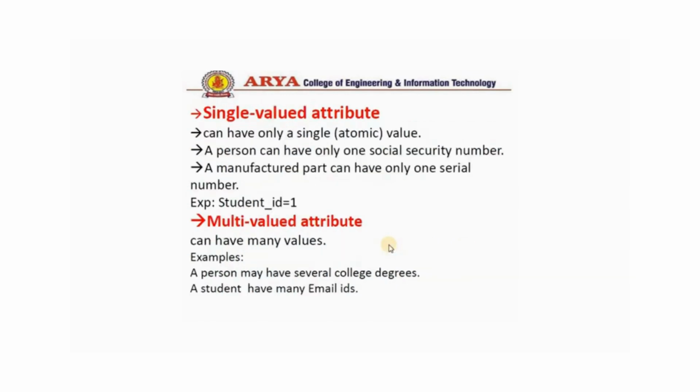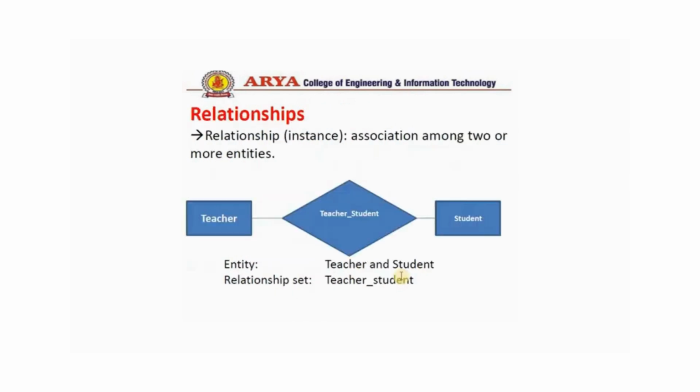Now we discuss single valued attribute. An attribute which has a single value or atomic value is called a single valued attribute. A person can have only one social security number. In an employee organization, employee ID is a single valued attribute. In a student table, student ID is a single valued attribute because the ID of a student is always one. Multi-valued attributes can have multiple values, like skill set of a student or skill set of an employee. A person may have several college degrees, a student may have many email IDs. These types of attributes are called multi-valued attributes.